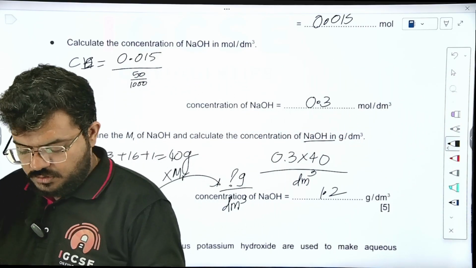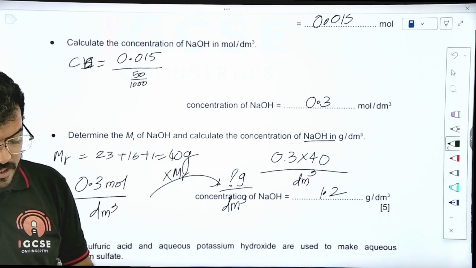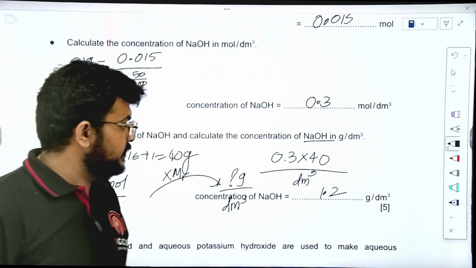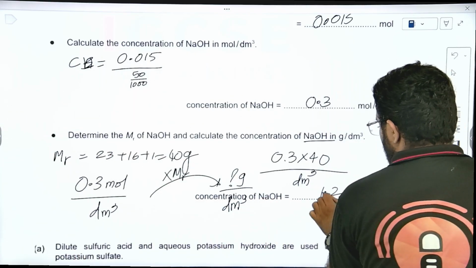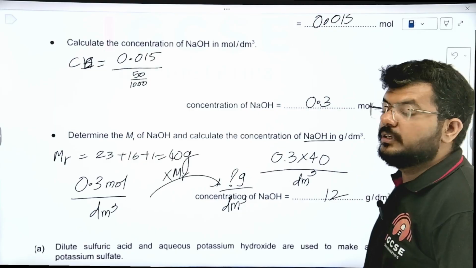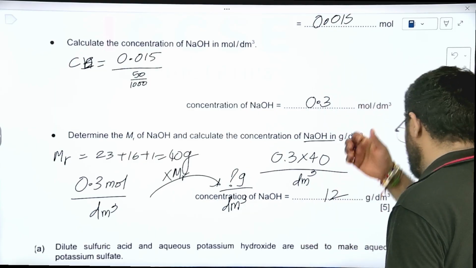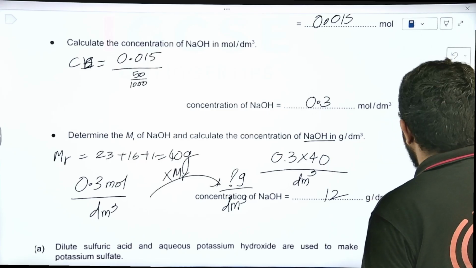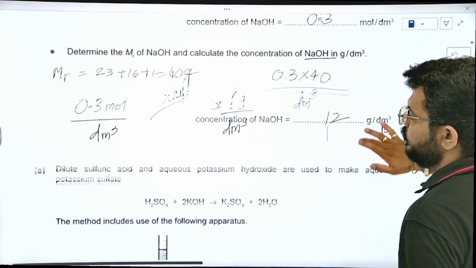40 into 0.3. Just a second, guys. Yes, it is not 1.2, it is 12 gram per dm cube. This is how you find out the concentration in gram per dm cube.